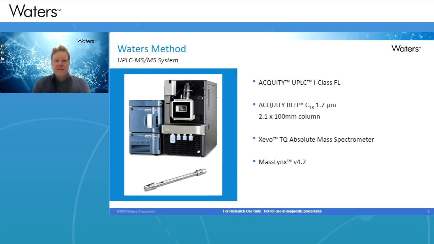Now let's consider an overview of the system used for this method. An Acuity I-class fixed loop, that is FL, system is used to perform chromatographic separation on an Acuity BAH C18 column, the dimensions of 2.1 by 100 millimeters, and a particle size of 1.7 micrometers.